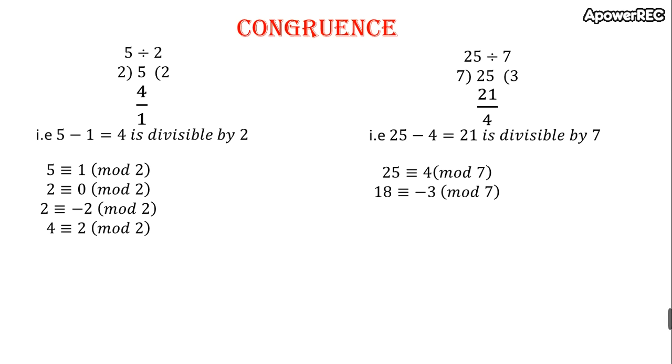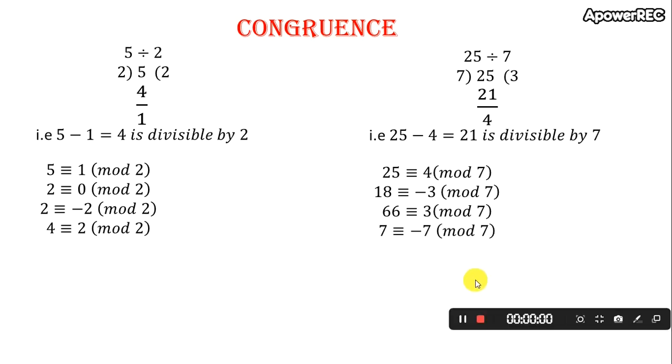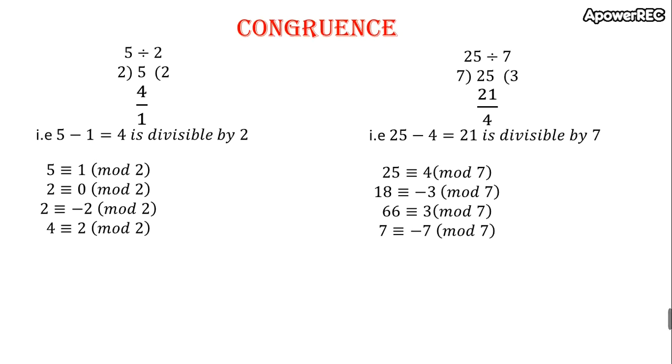Similarly, 18 is congruent to minus 3 modulo 7 because 18 plus 3 is 21, and 21 is clearly divisible by 7. 66 is congruent to 3 modulo 7 because 66 minus 3 is 63, which is clearly divisible by 7. And 7 is congruent to minus 7 modulo 7 because 7 plus 7 is 14, and 14 is clearly divisible by 7.